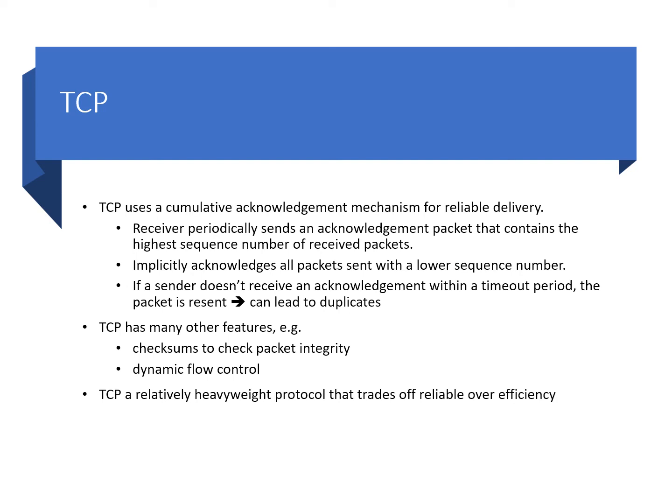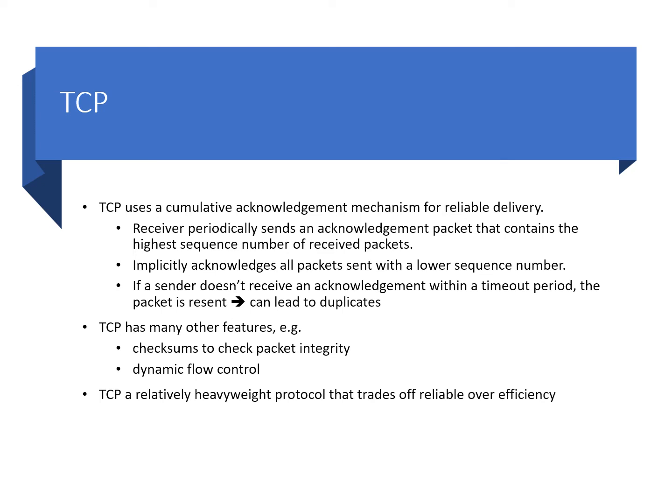TCP is also a reliable protocol. It uses a cumulative acknowledgement mechanism, whereby a receiver will periodically send an acknowledgement packet that contains the highest sequence number of the packets received without gaps in the packet stream. This implicitly acknowledges all the packets sent with a lower sequence number, meaning all of these have been successfully received. If a sender doesn't receive an acknowledgement within a timeout period, it resends a packet.